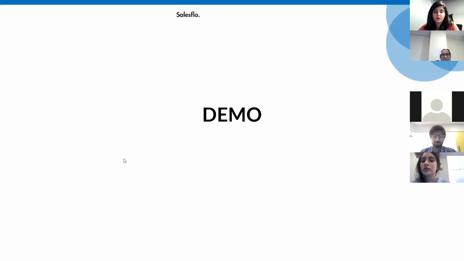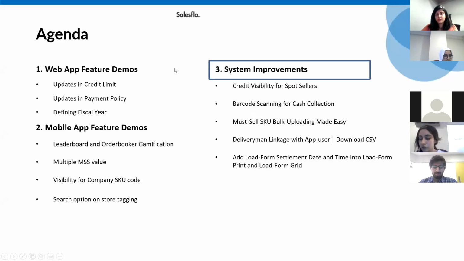Okay. So moving on to the last part of our agenda, that is talking about system improvements that we've done. So system improvements are the minor updates that we have made in the system, and I'll be just verbally talking about and taking you guys through what we've developed.